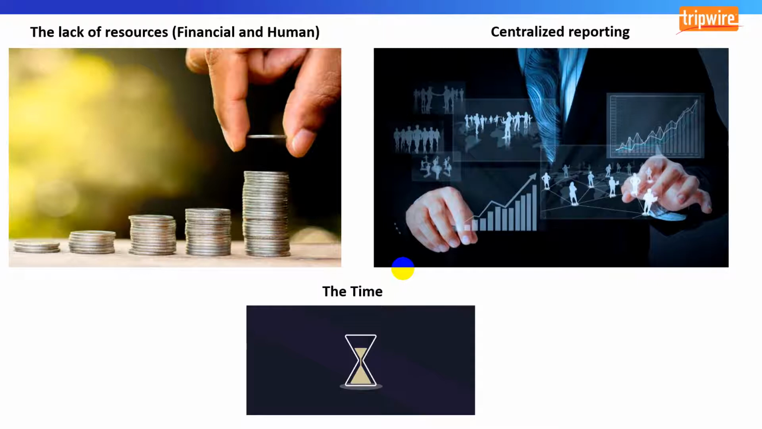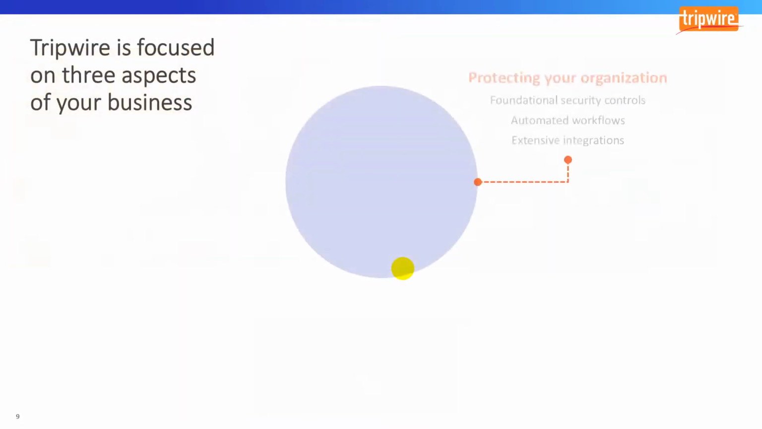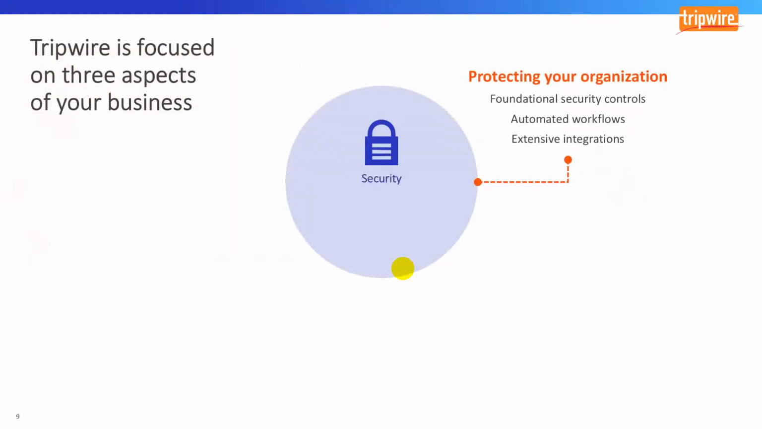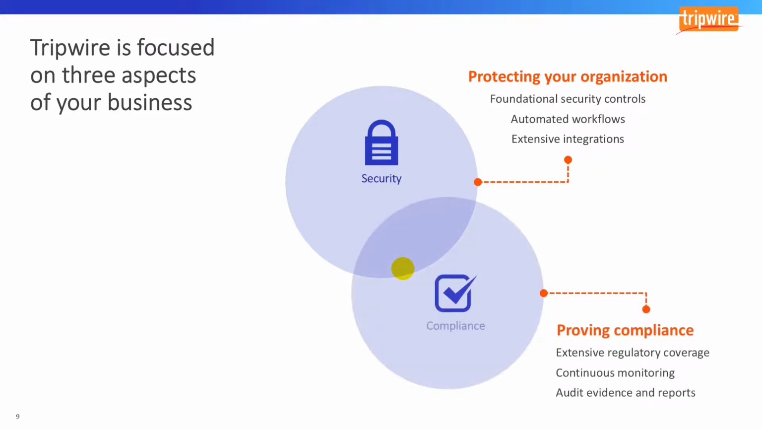And with Tripwire, we can help you with all of these challenges. How can we do this? Let's see Tripwire's focus, the three aspects that we are focusing on. The first is security. We are a company whose focus is security. Security is one of the main goals of the compliance that organizations need to implement. So we are focused on security, and we are also focused on compliance.